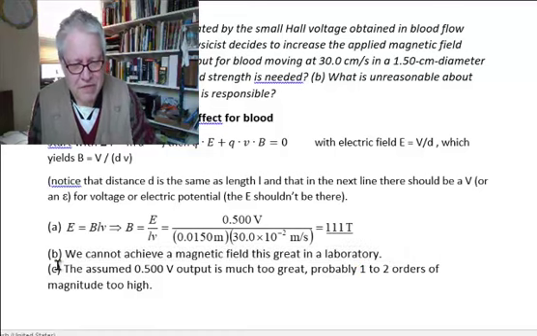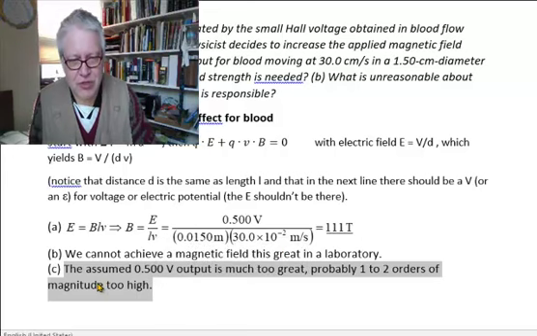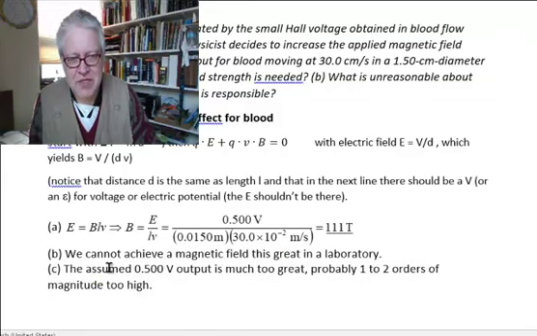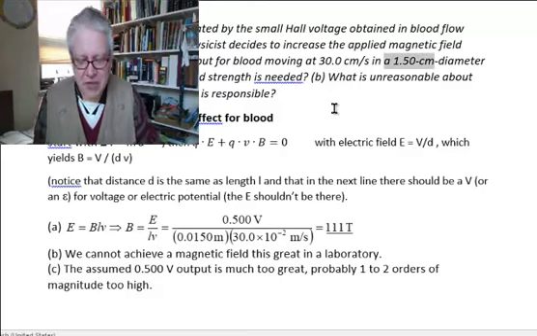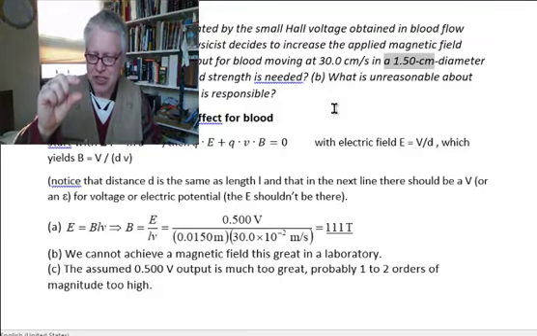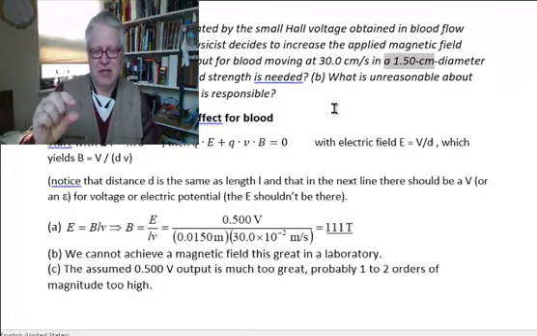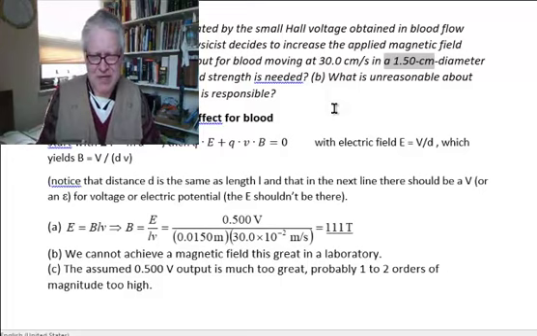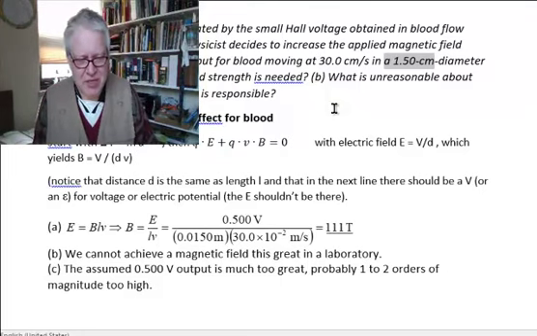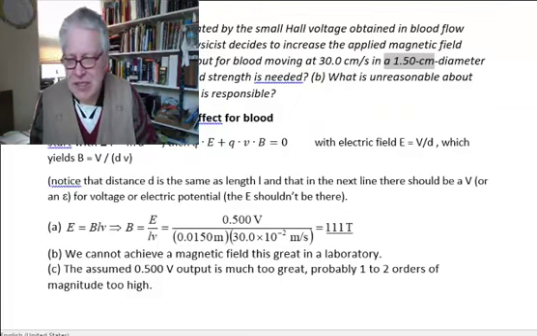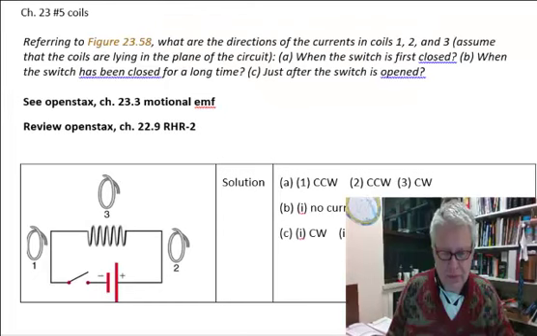And yes, the assumed 0.5 volts output is much too great, probably 1 to 2 orders of magnitude too high, so that explains the unreasonable result. The other interesting thing is actually the 1.5 centimeter diameter vessel. I mean, this is this much. Is there any blood vessel that is that big? So I would think if we reduce that one, we would come up with a better estimate as well. All right, that's this problem.